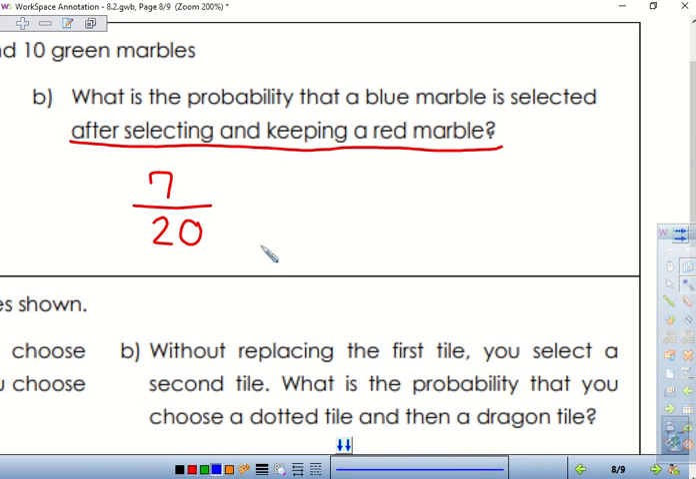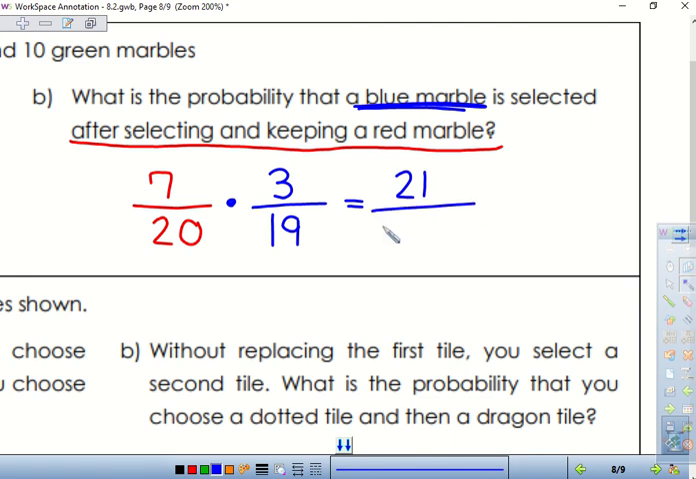So now, if you're going to try to select a blue marble, what's different? It's less. Yeah, you have less options. And how many blue marbles are there to choose from? 3, because we didn't pick one originally, so there's still 3. So then we do the math, and that's going to be 21 out of 380.